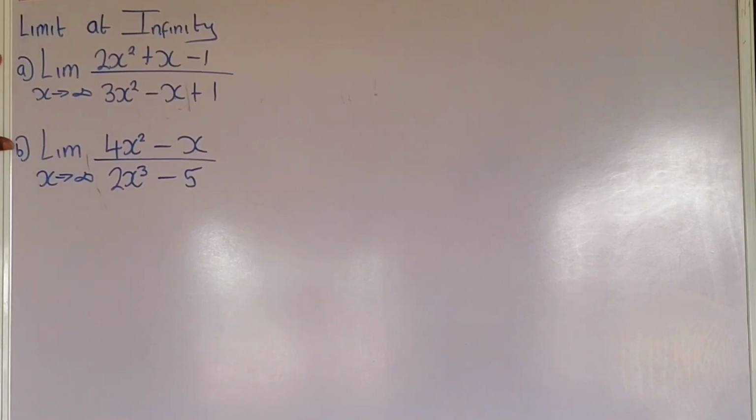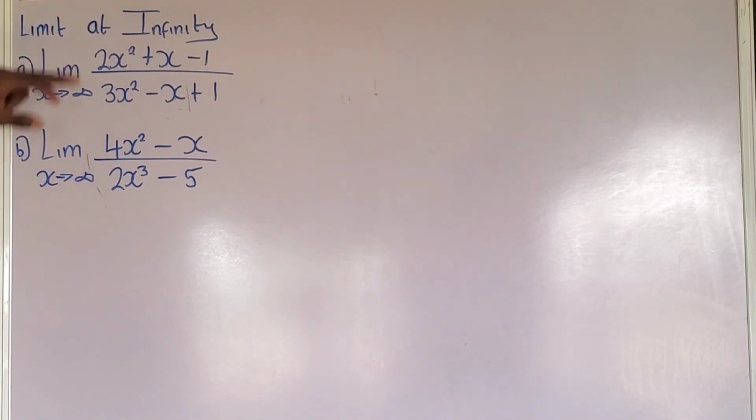Let's consider the question on the board. We are asked to take the limit of 2x squared plus x minus 1 all over 3x squared minus x plus 1 as x tends to infinity. Now, because infinity is not an actual value, we need to manipulate this function. Are you getting what I'm trying to say? We need to manipulate the function by dividing both the numerator and the denominator by the highest power of the variable of the denominator.